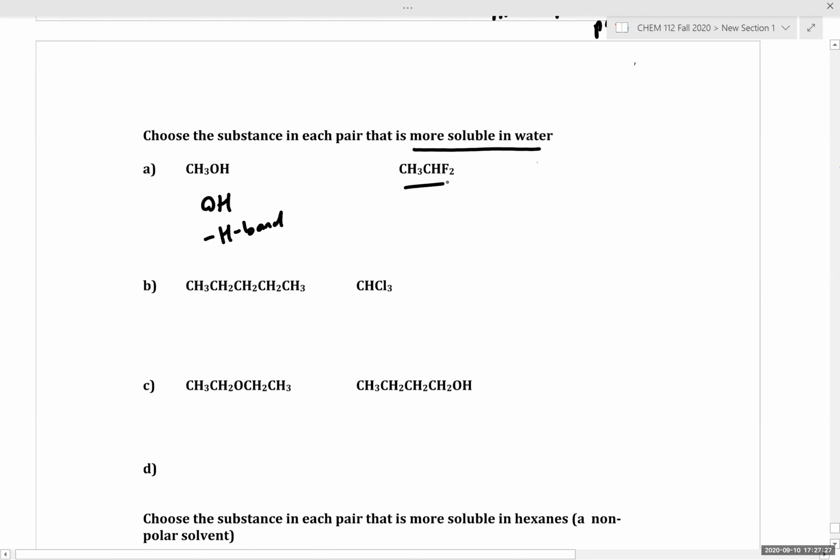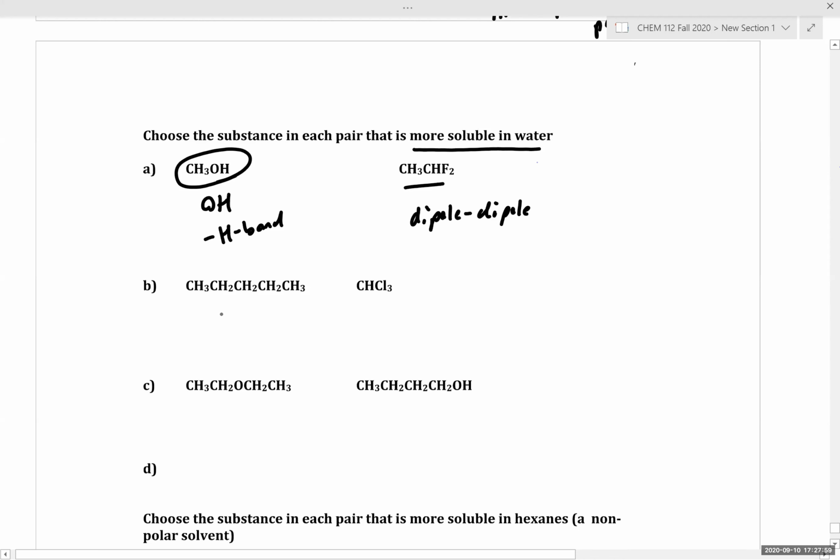versus an alkyl fluoride, which primarily engages in dipole interactions. So which of these compounds can more strongly interact with water? The compound that can hydrogen bond, or the compound that can engage in dipole-dipole interactions? The hydrogen bonding? Yep, exactly right. So methanol would be more soluble in water.